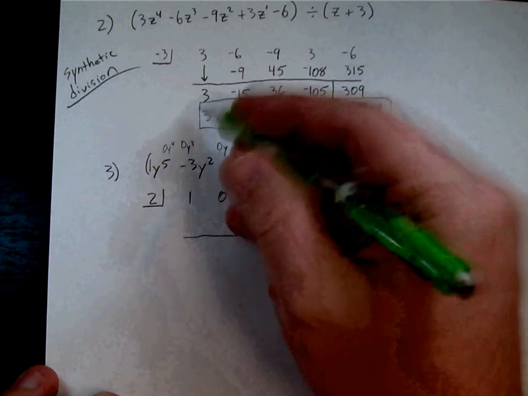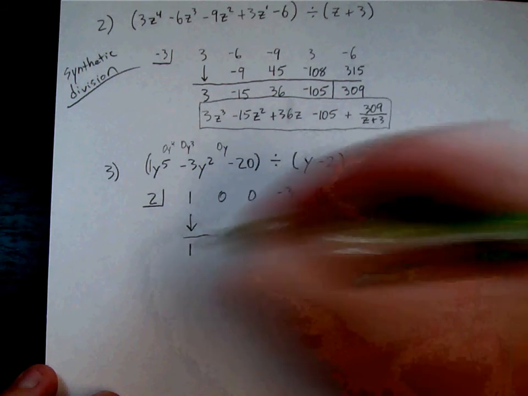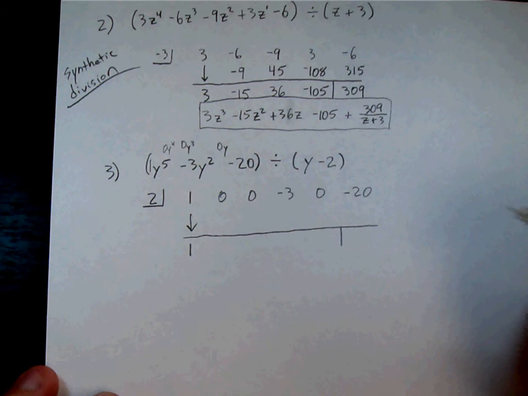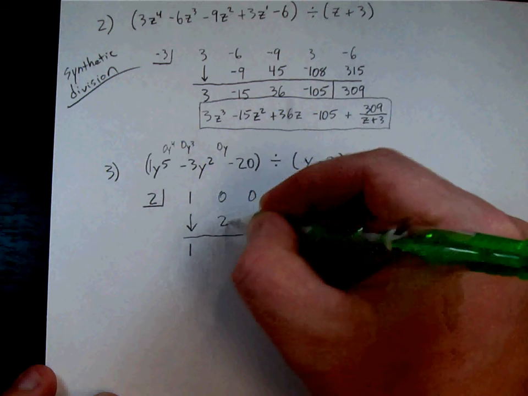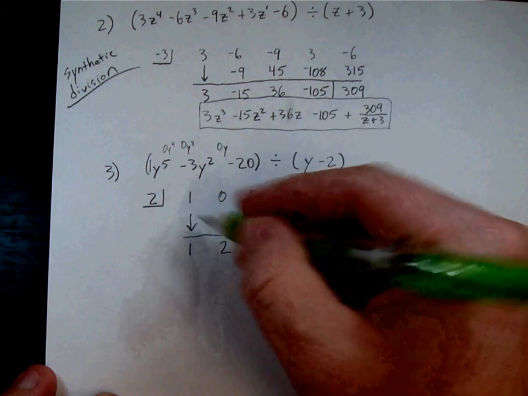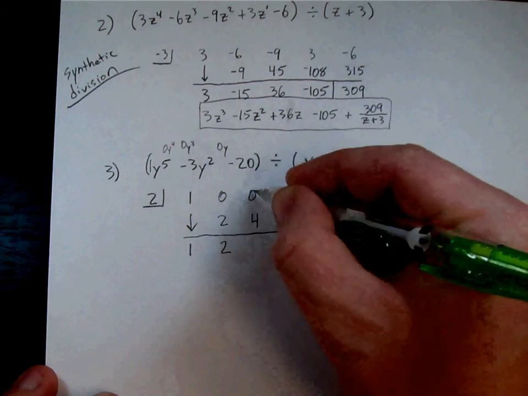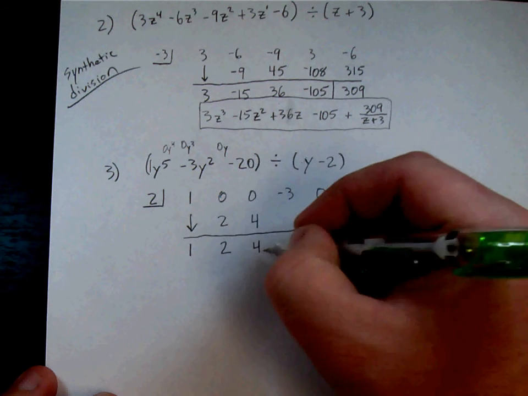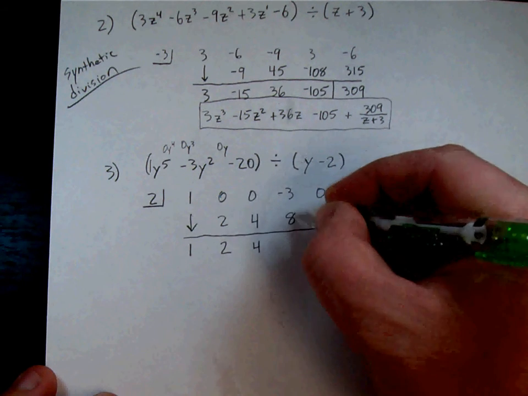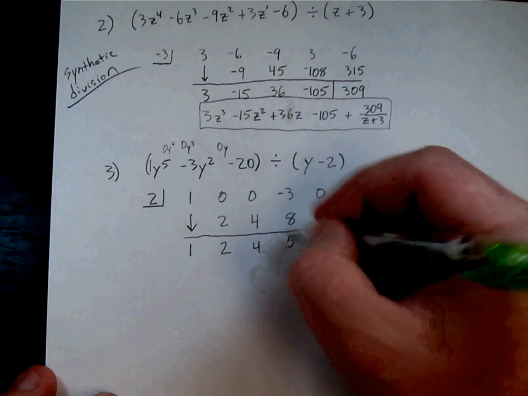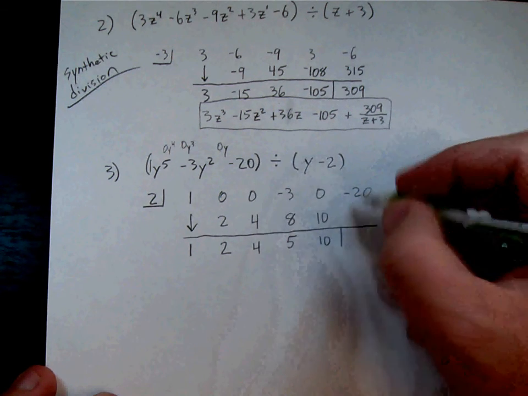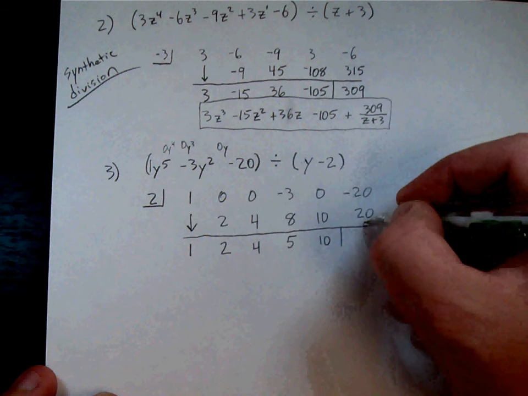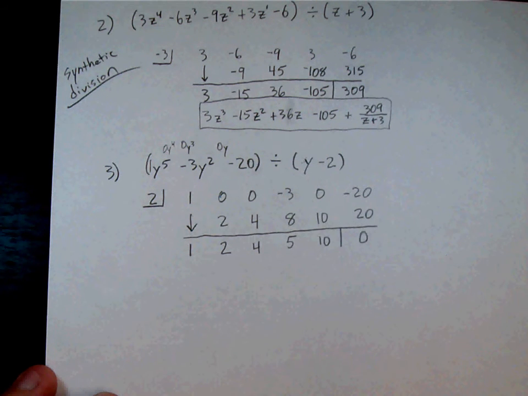Now we repeat that process we did up above. Drop the first number straight down. Once you get a number below the line, multiply it by your multiplier, just 2. And then add. 0 plus 2 is 2. Use the multiplier. 2 times 2 is 4. Add, we get 4. Use the multiplier. 2 times 4 is 8. Add, we get 5. 5 times 2 is 10. Add, we get 10. 2 times 10 is 20. Add those together, you get 0.